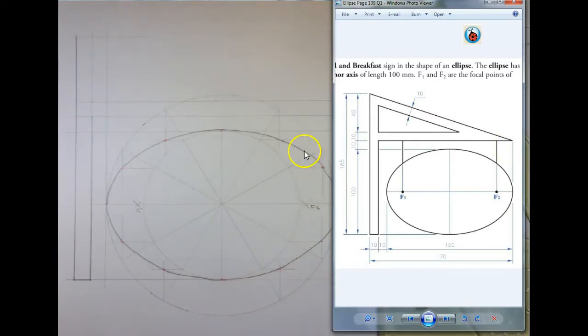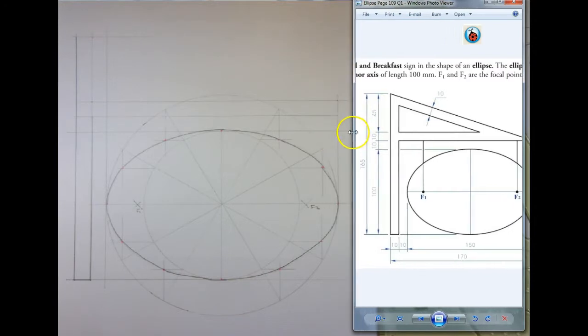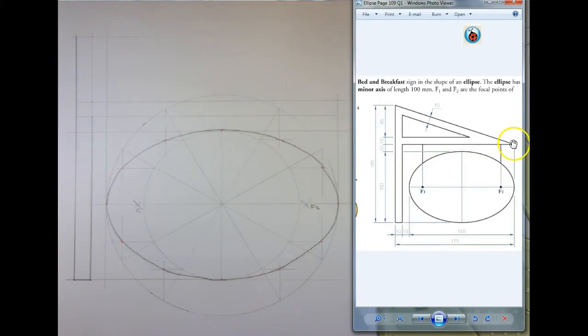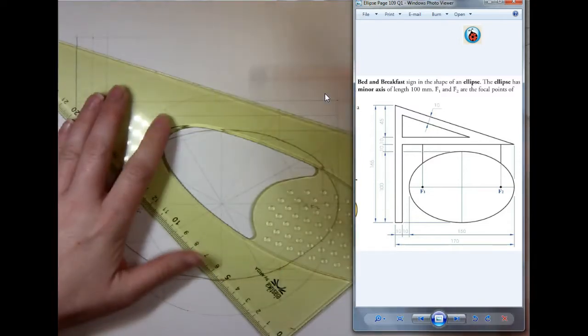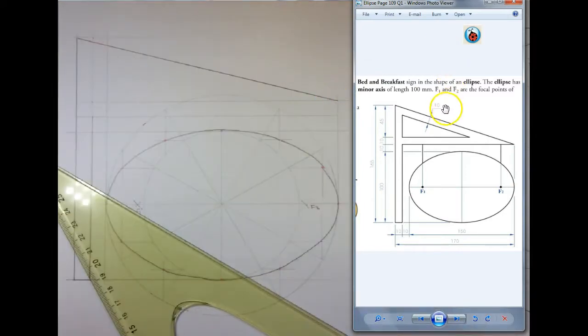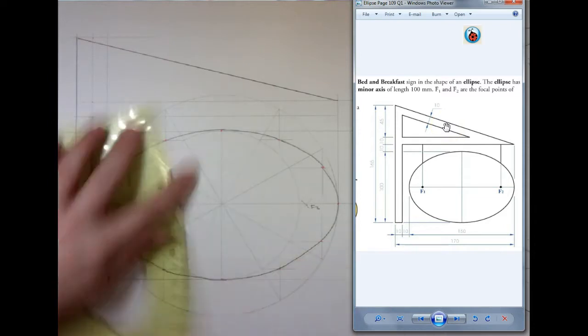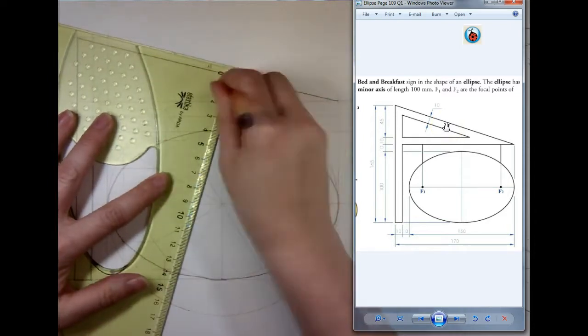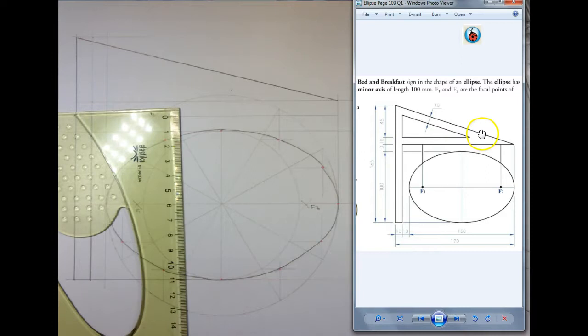Sorry, apologies. So this point is the same as this point here. That's going to be joined to that point there. These two lines are parallel, so I need to use sliding set squares. First of all, I just need to come out a distance of 10, because I'm told to come out a distance of 10.